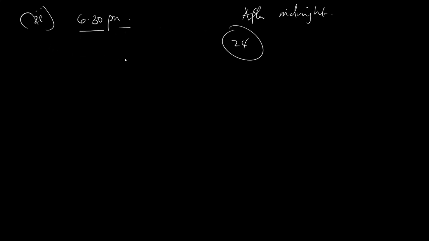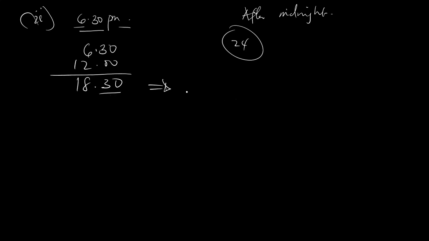The next question is the II part of the question, when the time is 6:30 p.m. Since it is counted after midnight, 6:30 p.m. already means, converting it to 24 hour time mode, you add 12 to this. So 6.30 plus 12, you now have 18.30.